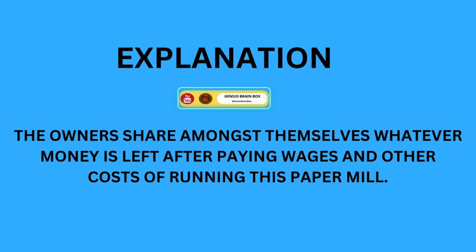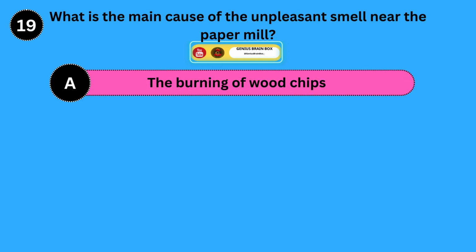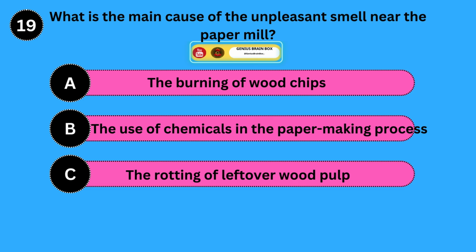Explanation. The owners share amongst themselves whatever money is left after paying wages and other costs of running this paper mill. What is the main cause of the unpleasant smell near the paper mill?